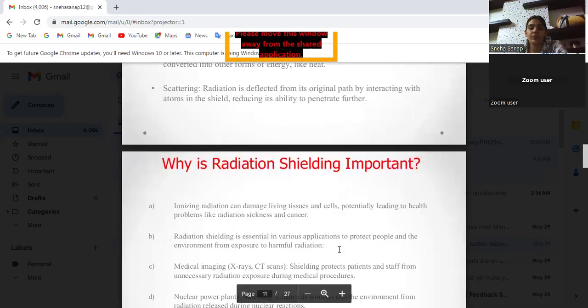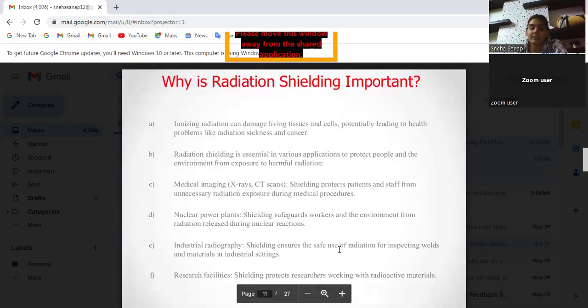Why is radiation shielding important? It is important in our life because ionizing radiation can damage living tissues and cells, potentially leading to health problems like radiation sickness and skin cancer. So we have to shield against that radiation. Radiation shielding has various applications to protect people and the environment as well. Okay, so that is very harmful, so we have to protect ourselves using shielding.